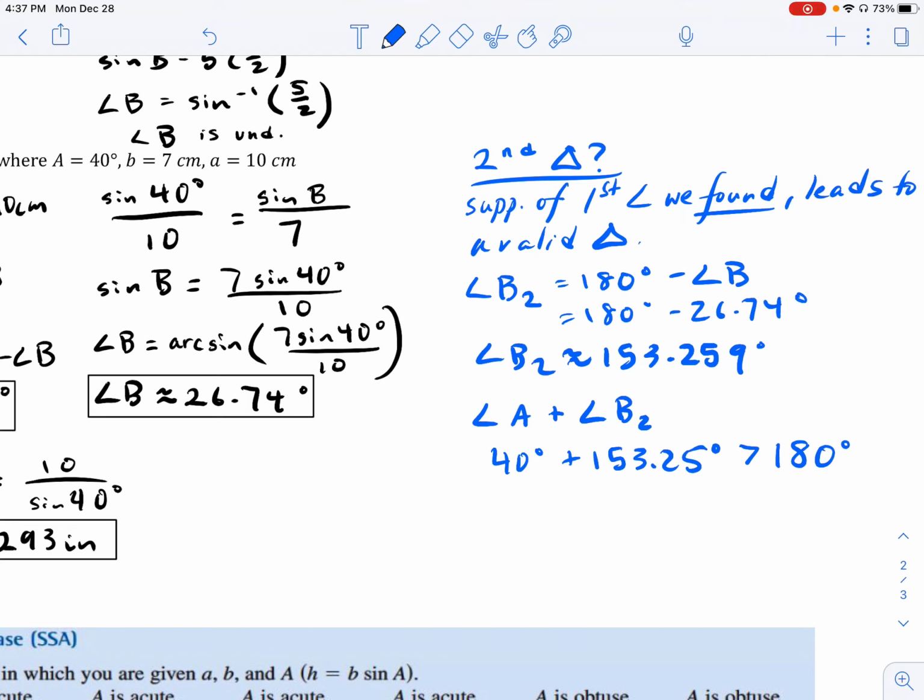Already we see that the sum of these two angles is greater than 180 degrees, which is impossible. The sum of your angles must be equal to 180. That's the triangle sum theorem. The sum of your angles must be equal to 180. Cannot be more than that. And so we're seeing that the given angle plus the other possibility for angle B, which is 153.259 degrees, are already greater than 180. Therefore, we can say confidently that no second triangle exists.